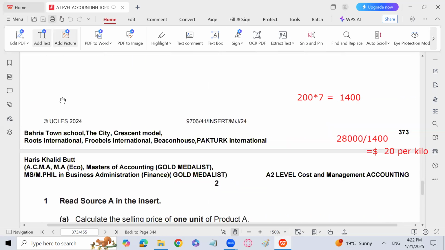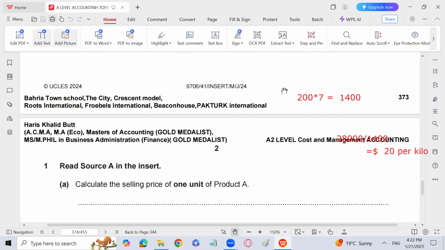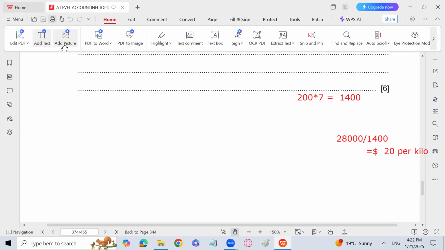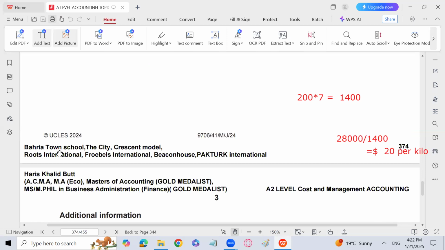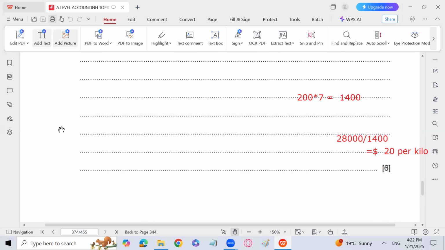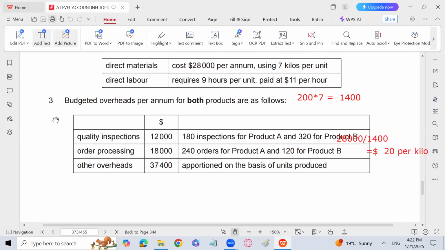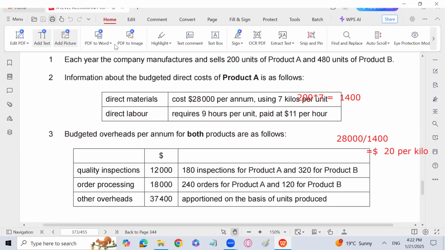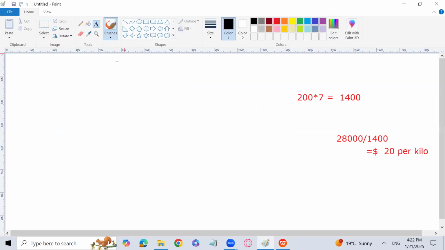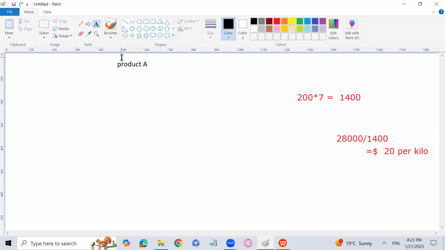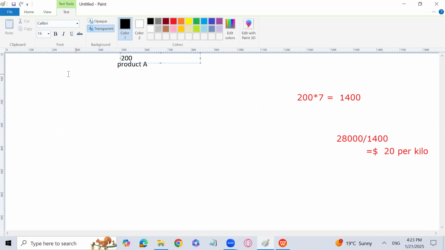Next is, he is not asking us to find the selling price of both products, A and B both. No, just for the product A. So let's calculate it. Selling price of 1 unit of product A. Let me calculate it for you. I will write here. Product A. How many units are going to be produced of product A? There are 200 units, right?